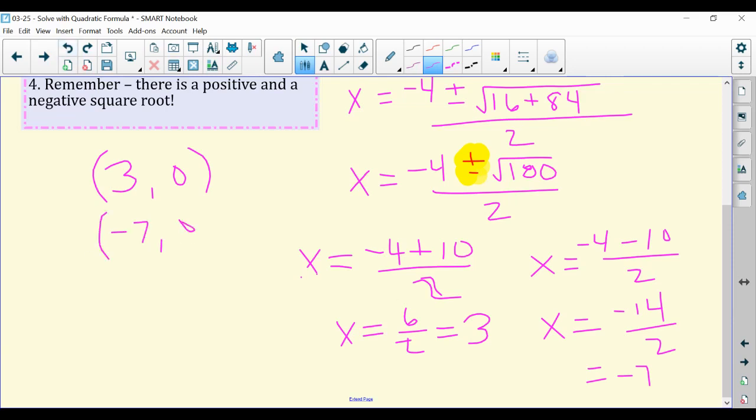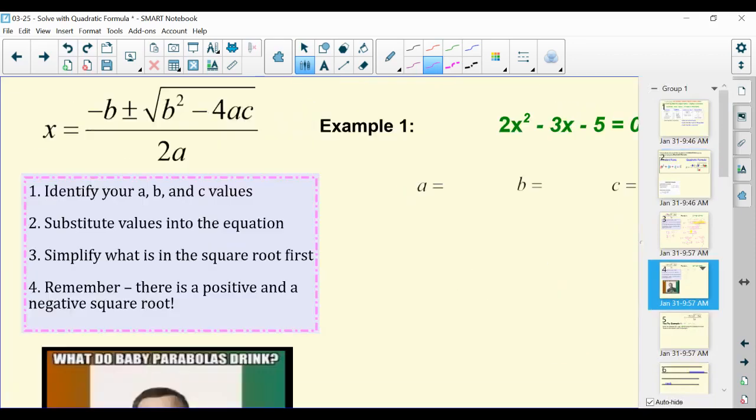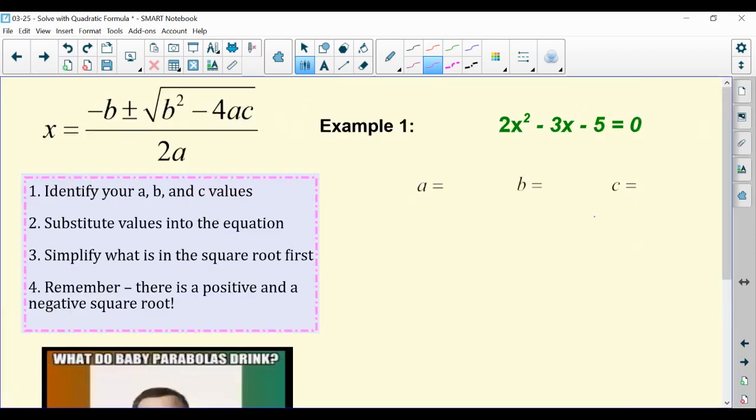Okay, last example we're going to do. We're going to do one more, so go ahead and write this example down. This is 2x squared minus 3x minus 5. So I have an a of 2, a b of negative 3. That's important, note that you have a negative sign there, and I have a c of negative 5.